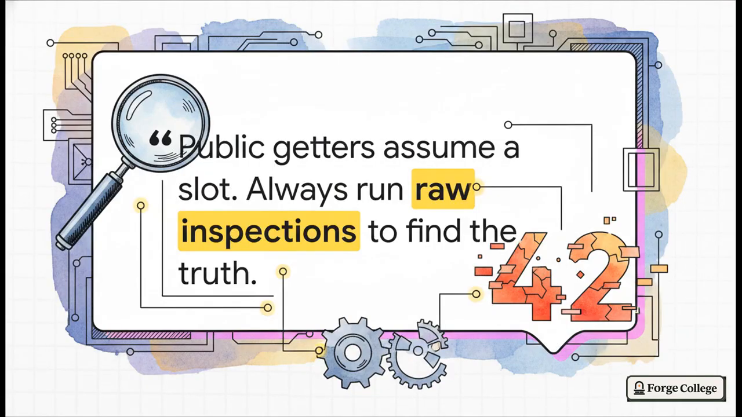I really want to emphasize this point with a quote directly from the source material. Public getters assume a slot. Always run raw slot inspections to find the ground truth. This is just absolutely critical to understand. If you just call the public owner function, the getter will literally lie to you during a collision. Why? Because it's viewing the corrupted data through the lens of a flawed blueprint. It will happily return the number 42 as if it were a perfectly normal address. Direct slot inspection is an absolute necessity.